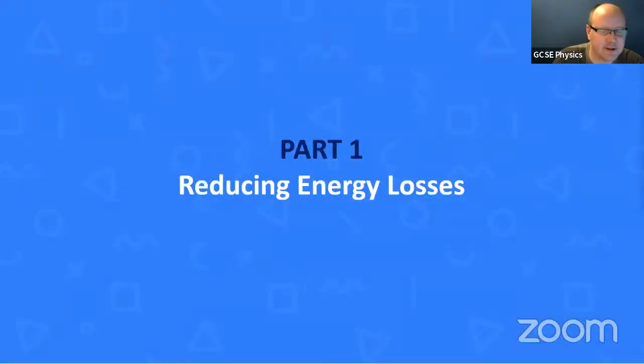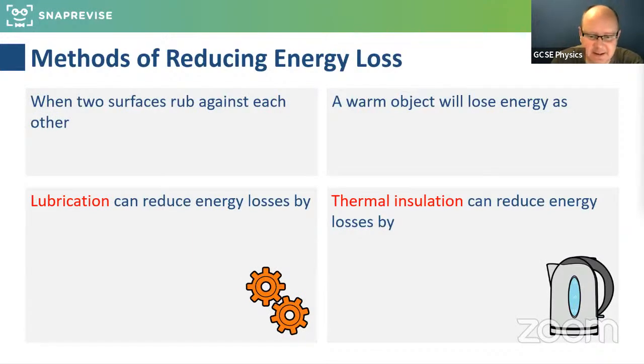Okay, let's look at reducing energy losses. So methods of reducing energy losses. So the first thing, when two surfaces rub against each other, we might have some kind of mechanical machine, and we've got surfaces that are potentially going to rub against each other. What can we do to reduce energy losses there? What happens when two surfaces rub against each other?